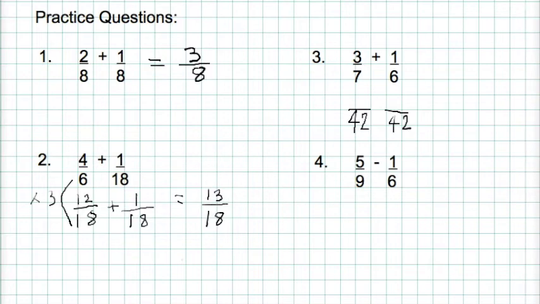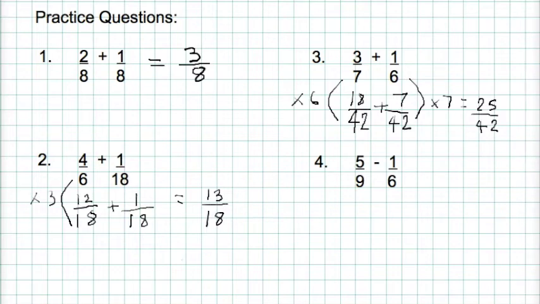Then we need to see what we've done to each of the denominators to turn it into 42. The first one, we've multiplied the 7 by 6. So to keep the fraction equivalent, we multiply the 3 by 6, which gives us 18. The second one, we've multiplied the 6 by 7. So to keep the fraction equivalent, we multiply the top one by 7. 1 times 7 is 7. We then add these two fractions together, which gives us our answer of 25 over 42. This fraction is already in its simplest form.